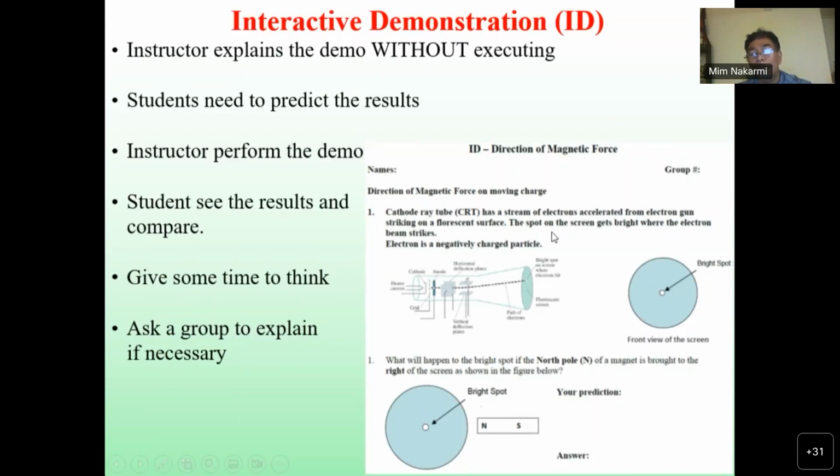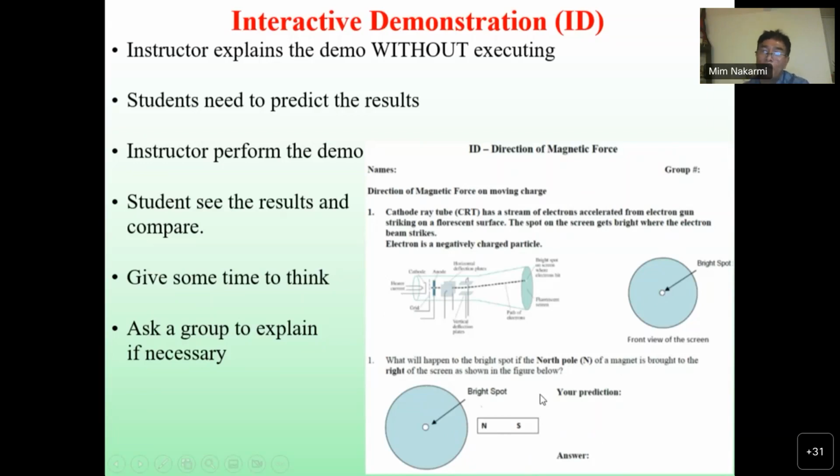And that activity is explained by the instructor, what he is going to do. He will explain, I'm going to do this. Now, if I turn this on, what will happen? Without turning it on, we ask the students to predict what will happen based on the knowledge they have. For example, I have here a cathode ray tube, and the electron beam is coming here, and here we have a spot. And then my question is, if I bring the north pole in from this side, where does the spot move? Now they have to think.